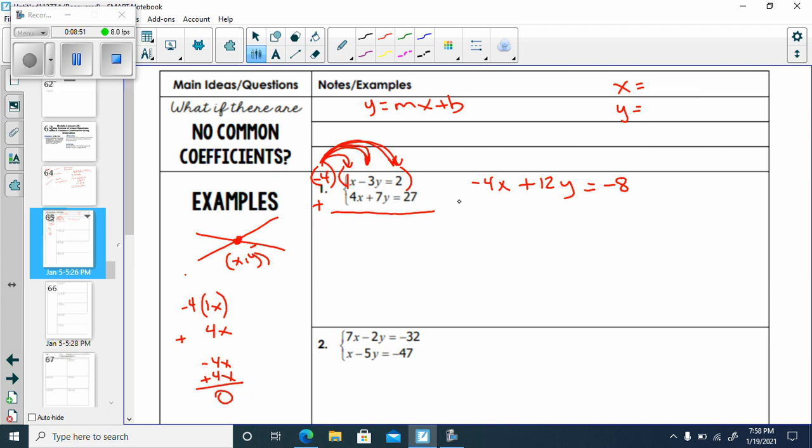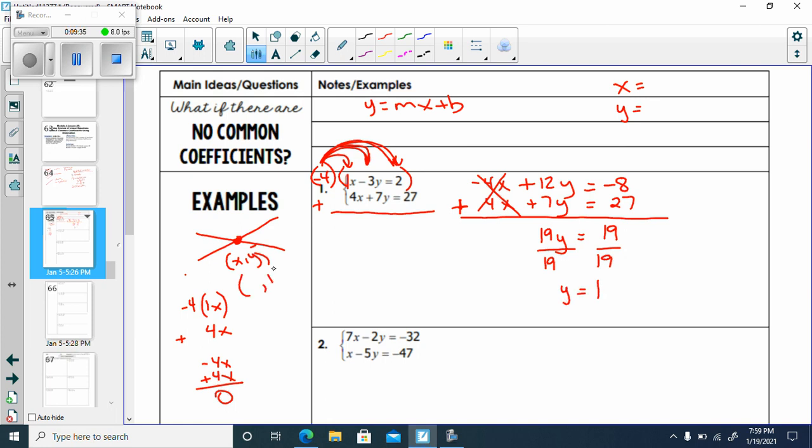Okay, now we're adding this bottom equation here, plus 4x plus 7y equals 27. All right. Negative 4x plus 4x. This is gone because that gives me 0. 12y plus 7y is 19y. Okay. Negative 8 plus 27 is 19. So if 19y is equal to 19, all I need to do is divide both sides by 19. y is equal to 1.